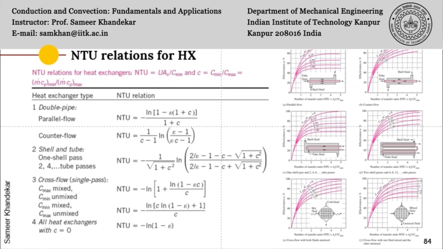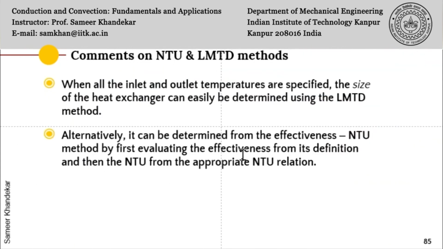Some important points can be noted now from this relationship between the effectiveness and the NTU. So the first thing is that when all the inlet and outlet temperatures are specified, we will recall that the size of the heat exchanger can easily be determined using the LMTD method. So we are on slide number 85 right now. Alternatively, it can be determined from the effectiveness-NTU method by first evaluating the effectiveness from its definition and then the NTU from the NTU relationship, either graphical or analytical.